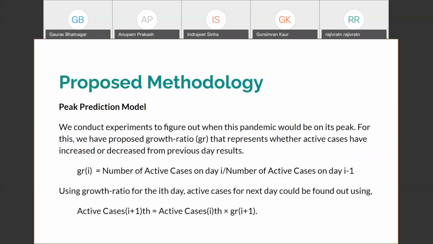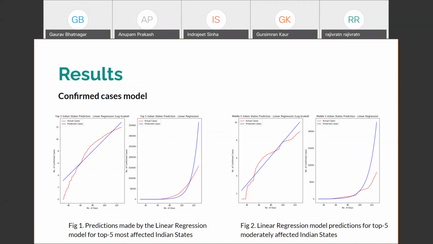And the last is the peak prediction model, for which we have used a new metric, the growth ratio. We define the growth ratio as the number of active cases on day I divided by the number of active cases on day I minus 1. And we have modeled this growth ratio and predicted the future values of growth ratio. And based on these future values of growth ratio, we have tried to model the active cases in the coming days. So these are the results that we obtain.